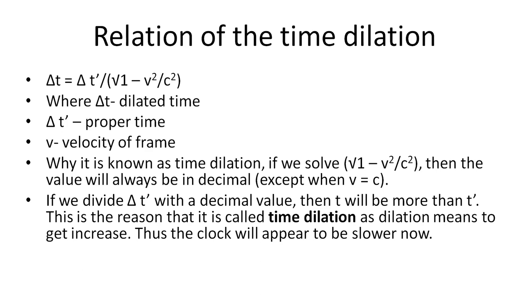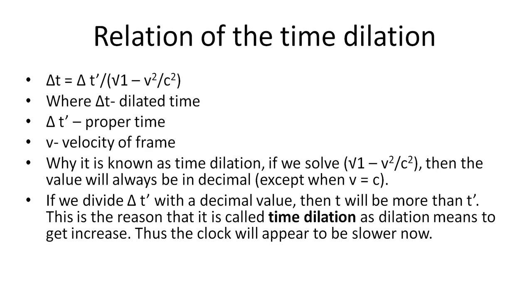Now this concept, that is delta t is equal to delta t dash divided by under root of 1 minus v square by c square, is valid only in the case when an object travels with a speed comparable to the speed of light. The speed of light is 3 into 10 power 8 meter per second. So it may be 2 into 10 power 8 meter per second, or 2 into 10 power 7 meter per second. So the speed should be comparable with the speed of light. Dilated time means the time will get slower.